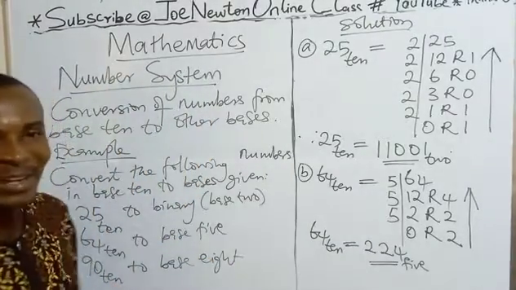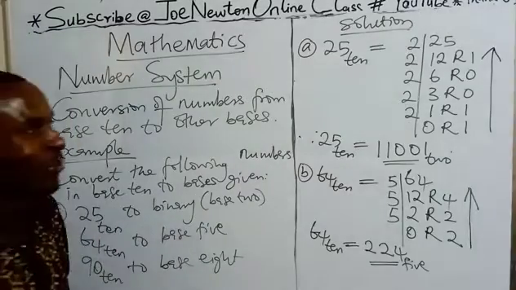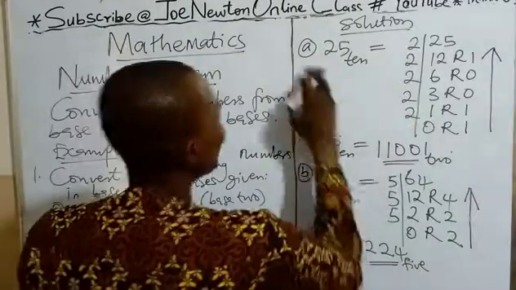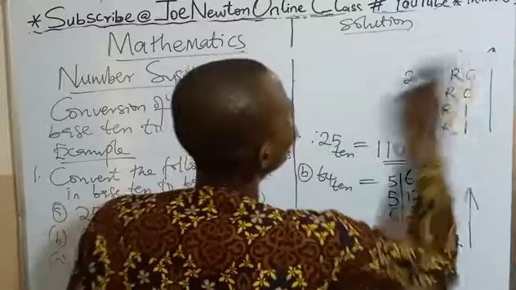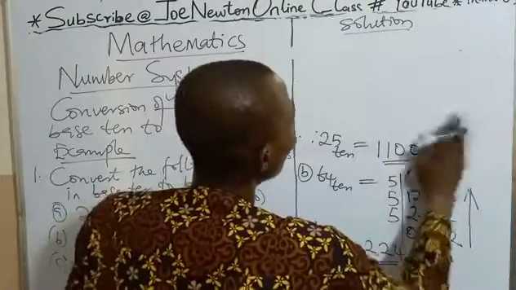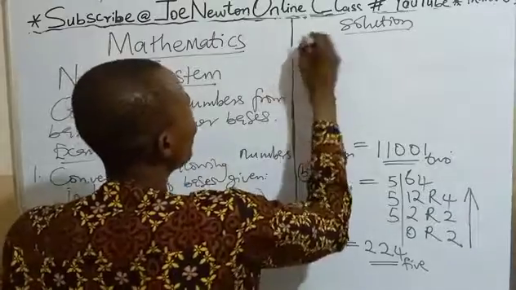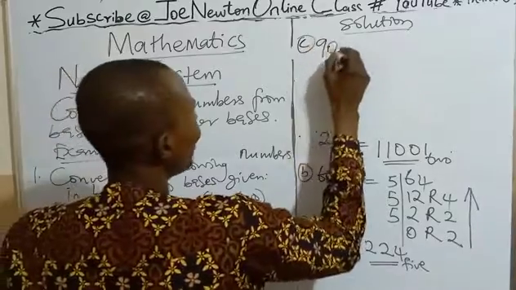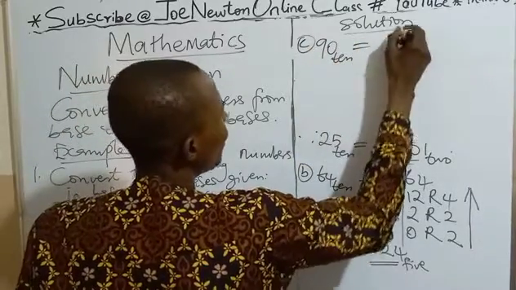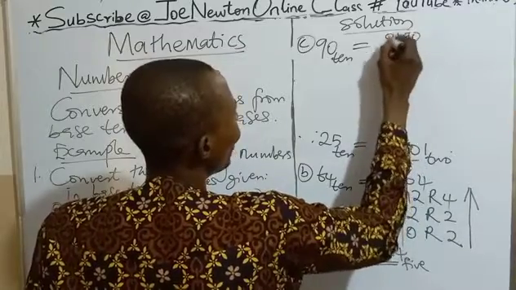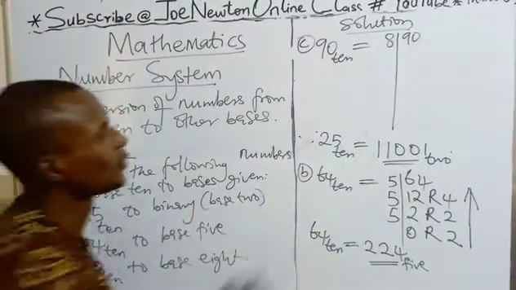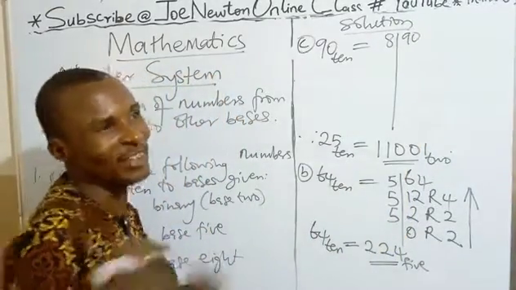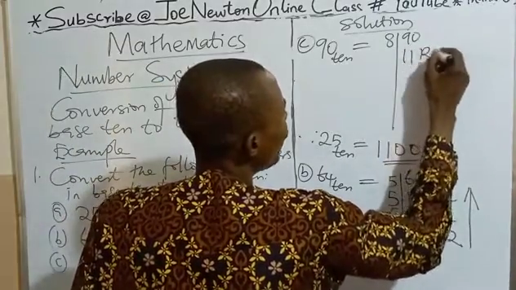Okay, now having done this, I guess you can solve number 3. Then let us try that number 3 here. Number 3, that's C, says convert 90 base 10 to base 8. So we have 90 base 10 to base 8. You divide now with 8. Then you have 8 divide 90. 8 times 11 is 88. So we have 11, remainder 2, because 90 minus 88 gives us 2 as remainder.